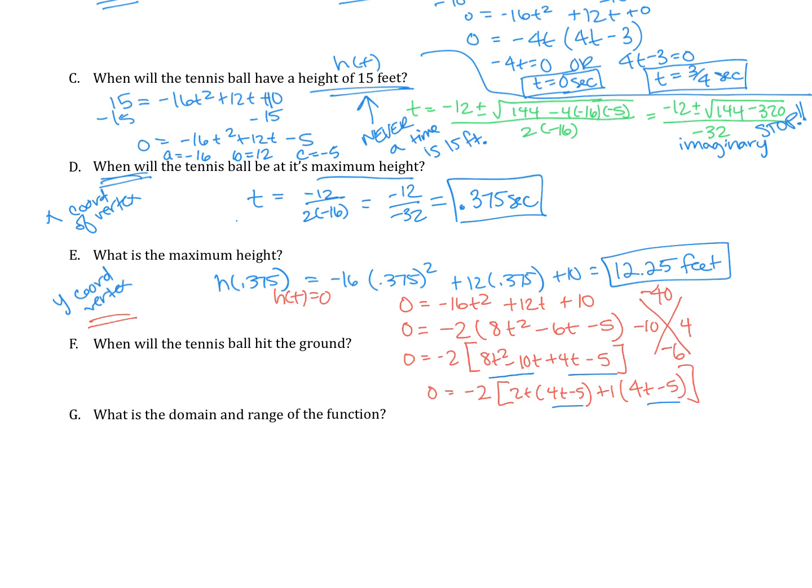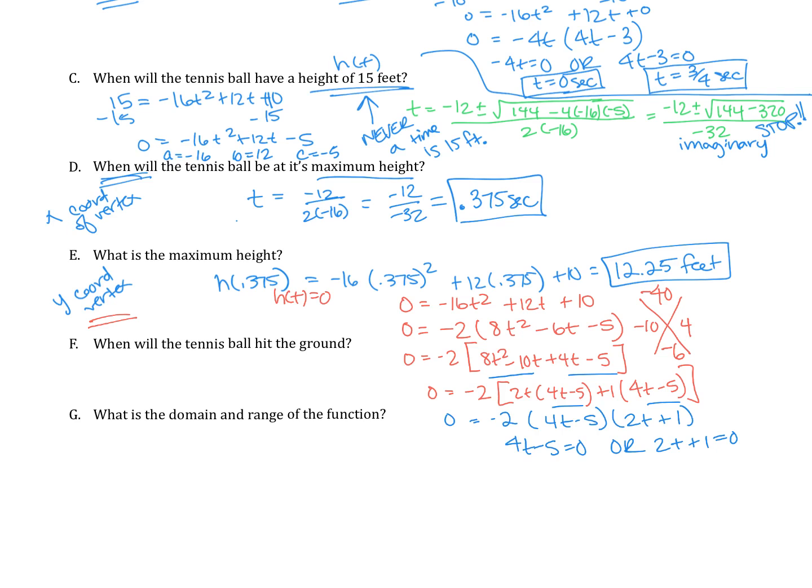So I'm going to factor them out, and I now get negative 2 times 4t minus 5 times 2t plus 1. So I'm not yet done. This is where the quadratic formula probably was even faster. Now the negative 2 doesn't do anything with my 0. There's no t with it. It's just a coefficient. I could divide both sides by negative 2. It literally just goes away. It has no effect on my 0. So either my 4t minus 5 equals 0 or my 2t plus 1 equals 0.